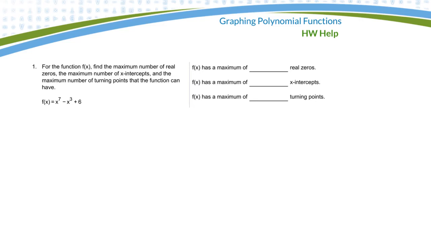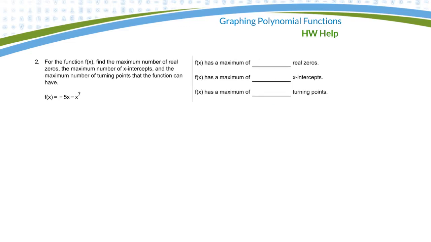All right, let's try some of the homework for section 33.2, graphing polynomial functions. For the function, find the maximum number of real zeros, max x-intercepts, and turning points. Okay, highest degree is 7, therefore there's 7 real zeros. There's a maximum of 7 x-intercepts, and turning points, there's always one less, 6. Same question. Highest degree is a 7, so 7 zeros, 7 x-intercepts, and it may have 6 turning points, a maximum.